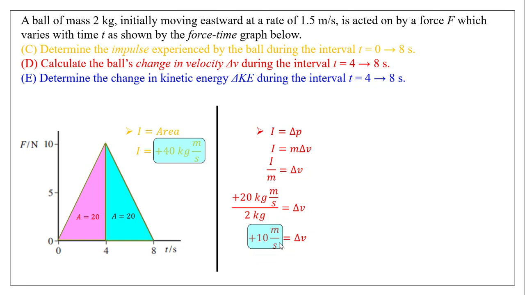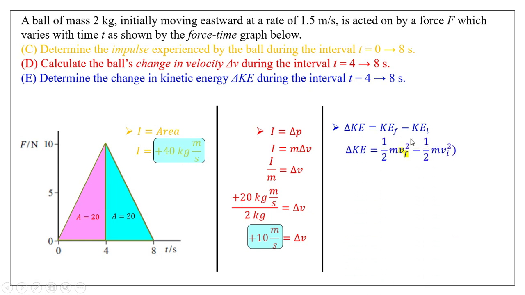So let's do part E. Part E asks us to find the change in kinetic energy from 4 to 8 seconds. Well, I'm just going to start with what it asked me. To find delta KE, I need KF minus KI. Here, I'm just going to break up KF into 1/2 mvf squared, and then KI into 1/2 mvi squared.